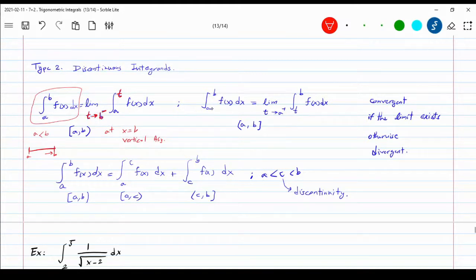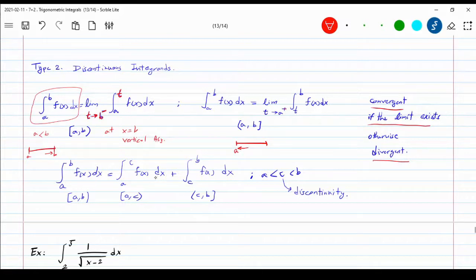What if the vertical asymptote is at a? Then when you're calculating at a, you're approaching from the right-hand side. So replacing a with the variable t, you calculate the limit as t approaches a from the right-hand side. And again, same idea. If these limits exist, then you would have a convergent integral. If the limit approaches infinity or negative infinity, then we call it a divergent integral.